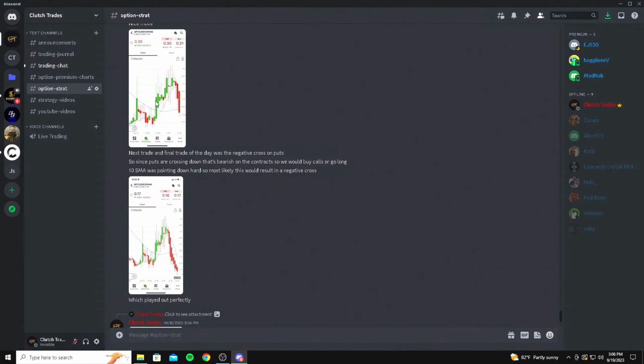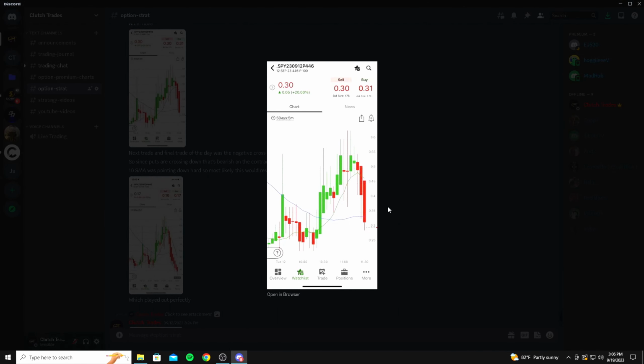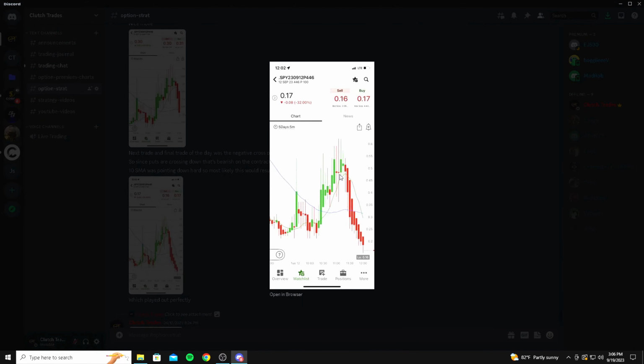And then right here, the 10 SMA was starting to point down really hard. I'm pretty sure the market was neutral at this point. So with the 10 SMA pointing down really hard, the next candle close probably would have showed that. But when the market's neutral, you could play the negative 5-minute crosses, which means the 10 crosses back below the 50.